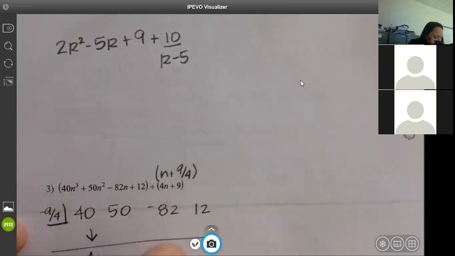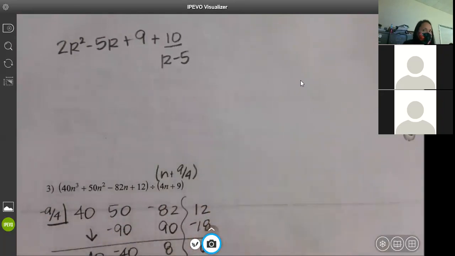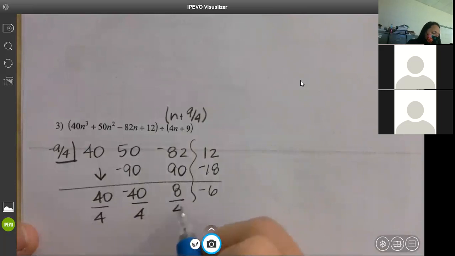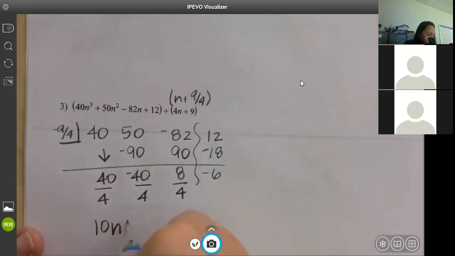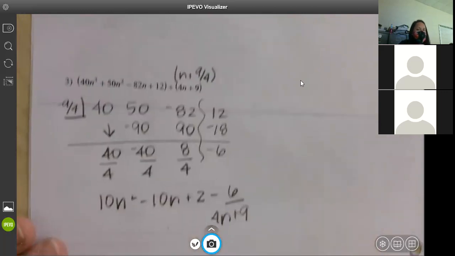Bring down your 40. 40 divided by 4 times -9 plus 50. This is the same number. Negative times a negative makes a positive 90 minus 82 divided by 4 times -9. Remainder of. Last thing I need to do. Do not touch the remainder. So we get 10n squared minus 10n plus 2 minus 6 over 4n plus 9.